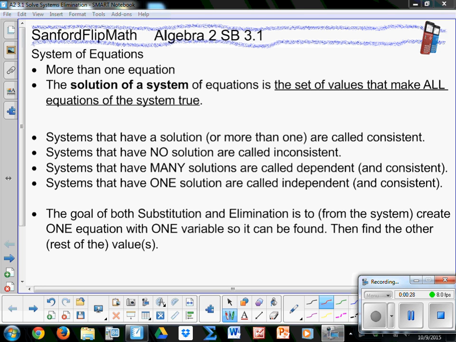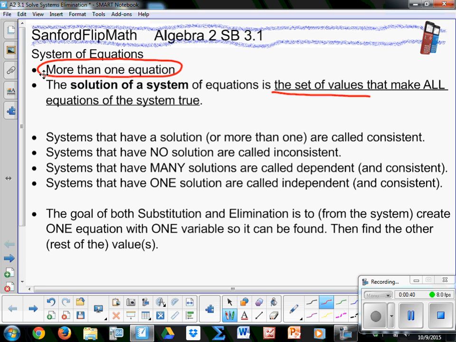Just a quick reminder that the goal is to solve a system. A system is when we have more than one equation, more than one variable going on. And we are trying to find the set of values, usually x and y, could be x, y, z, could be a, b, c, d, e, whatever. The set of values that make all of the equations in the system true.